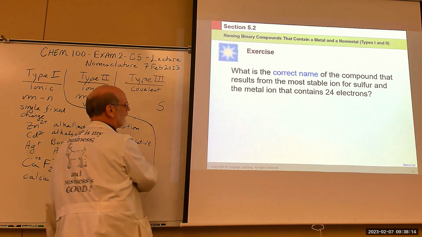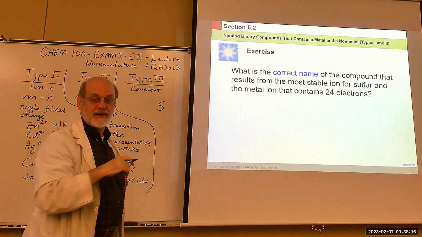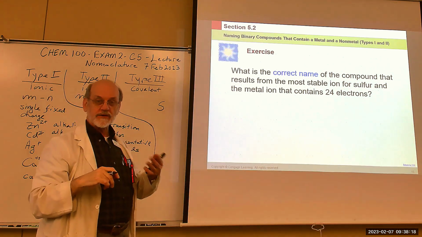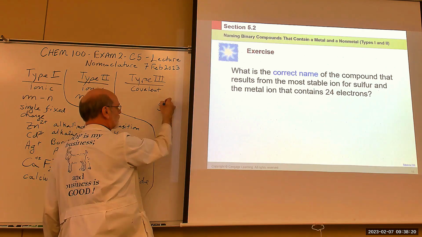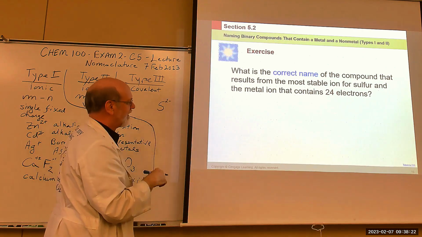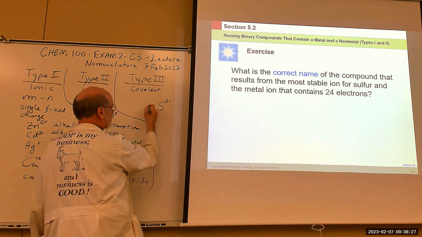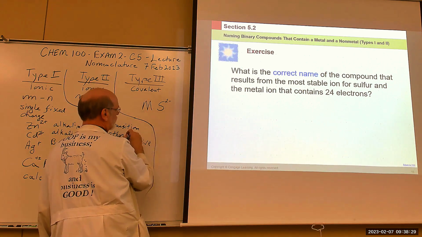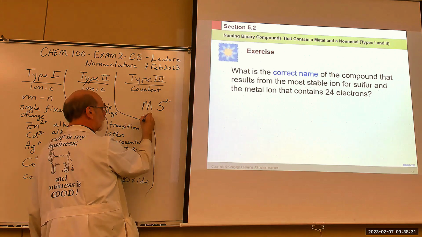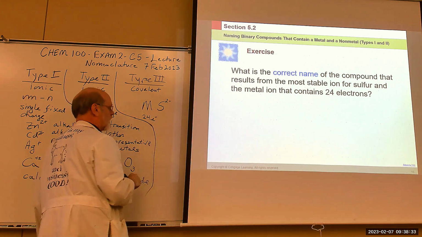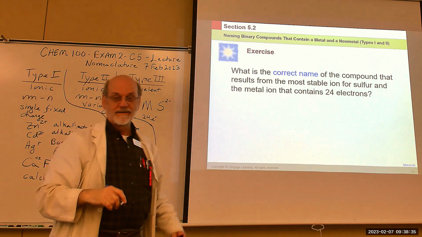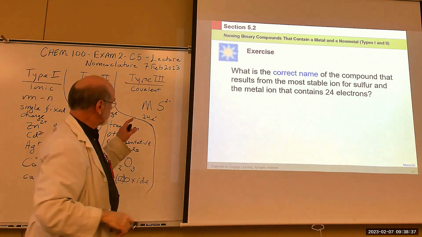The most stable ion of sulfur is what? We know that sulfur is a chalcogen. It has to be a 2-. And the metal ion that contains 24 electrons. So we've got a metal here, and we know it has 24 electrons. Right? So what must the charge be?